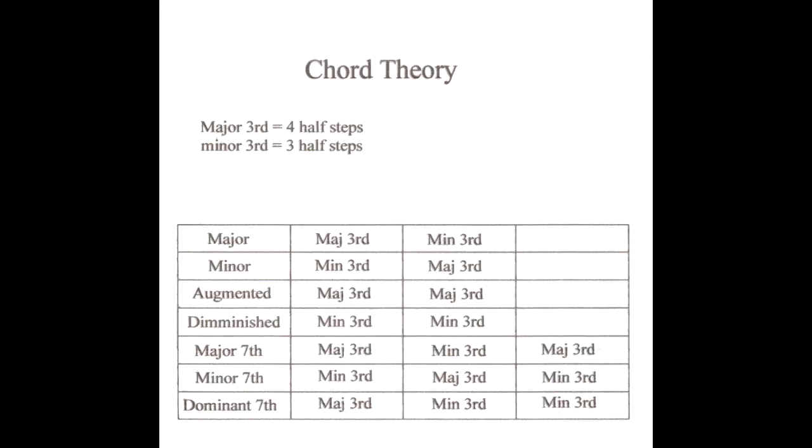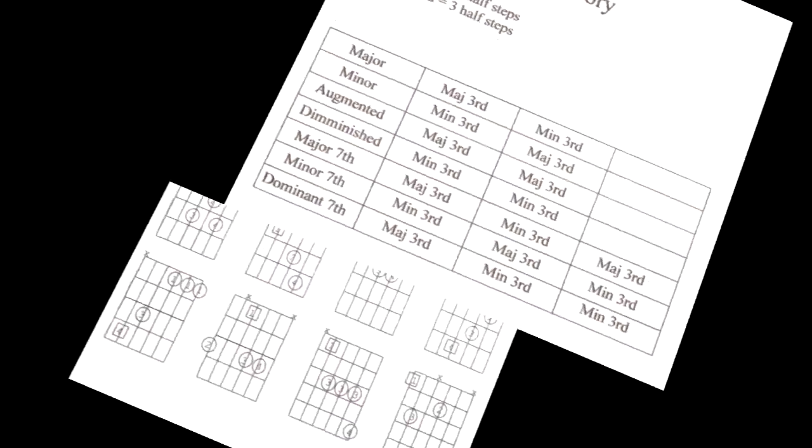When we add another third, we get seventh chords. A major seventh is built with a major third, minor third, and major third. It contains the first, third, fifth, and seventh notes from the major scale. A dominant seventh is built with a major third, minor third, and minor third, and it contains the first, third, fifth, and flat seventh scale degrees. A minor seventh chord is built with a minor third, major third, and minor third, and it contains the first, the flat third, the fifth, and the flat seventh scale degrees.